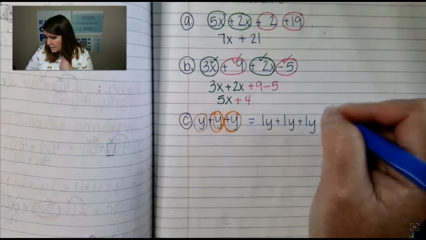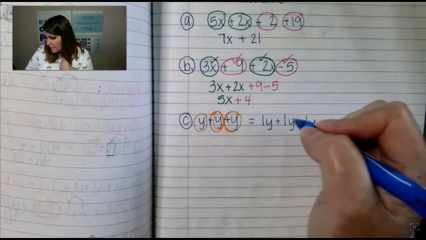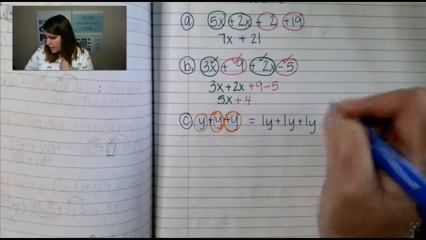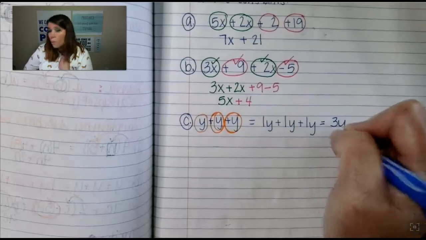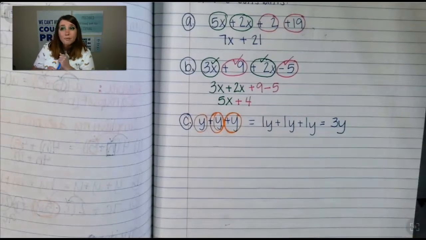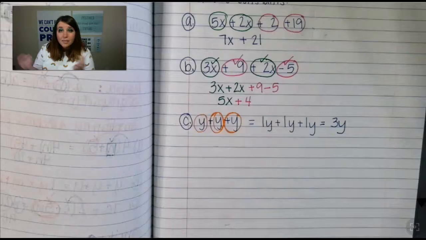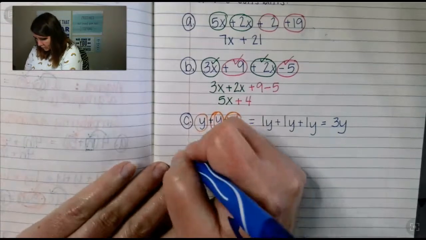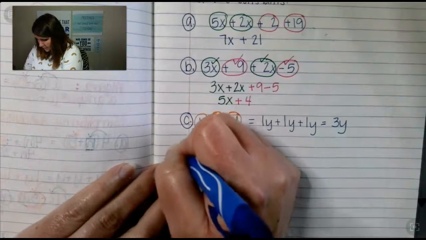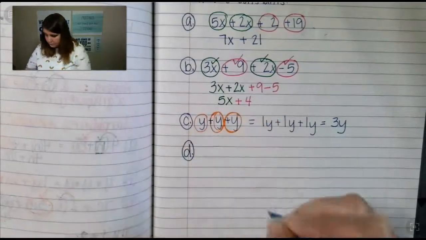So this is the same as saying 1y, 2y's, and 3y's. So this means that I have 3 y's, or I have 3y, 3 times y. That is all that you do. So when you have one letter by itself, it's just one letter.